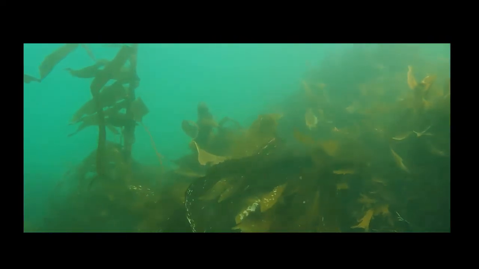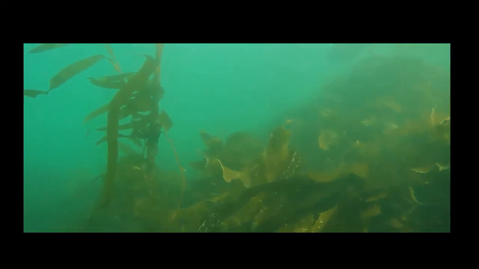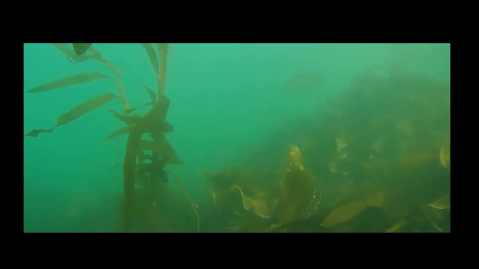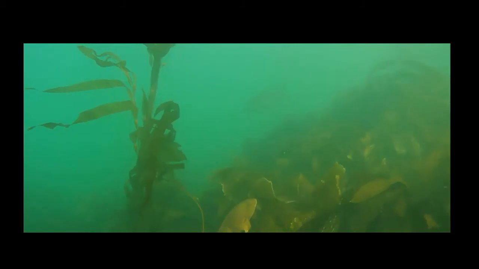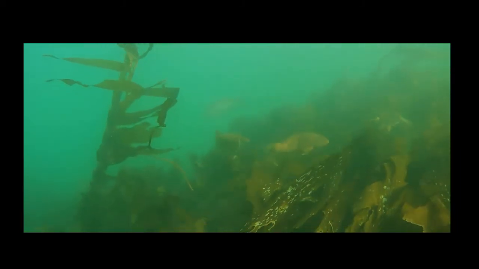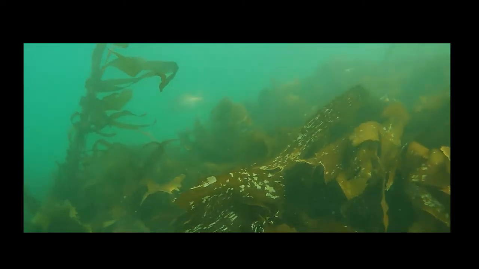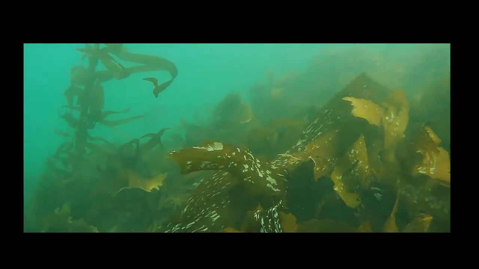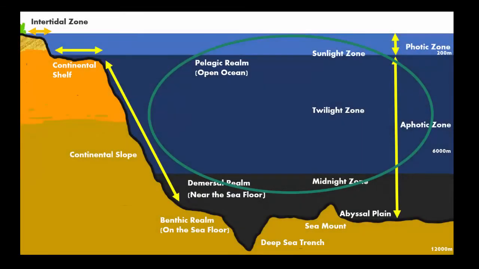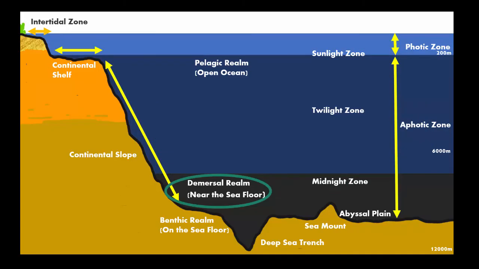Kelp forests form from numerous strands of giant kelp that can extend from the sea floor right to the surface. Kelp forests provide feeding areas and shelter for many other marine species. Moving further away from the seashore, we enter the Pelagic Zone. Pelagic means open ocean, in contrast to demersal, meaning near the sea floor.